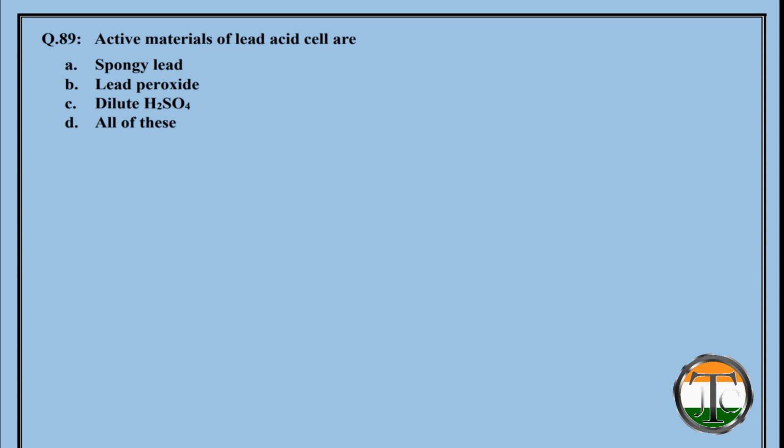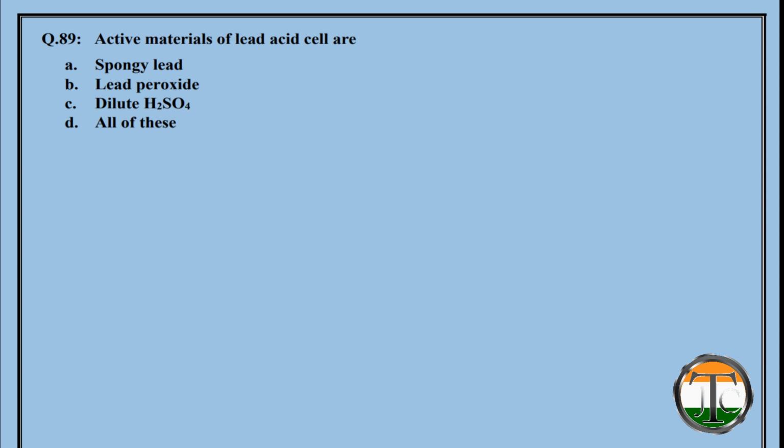So the next question is question number 9, that is, active materials of lead acid cells are: option A is spongy lead, option B is lead peroxide, option C is diluted H2SO4, option D is all of these.